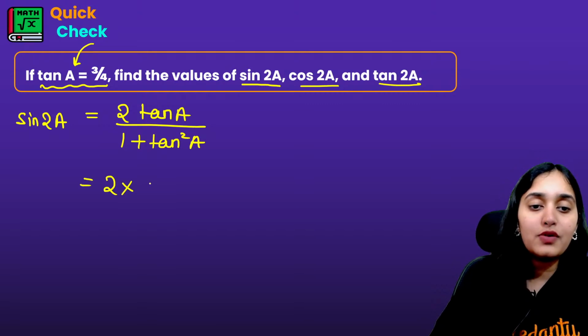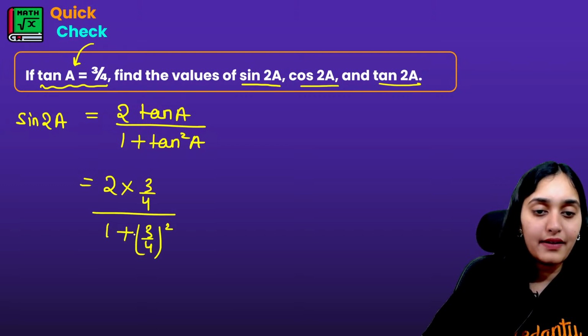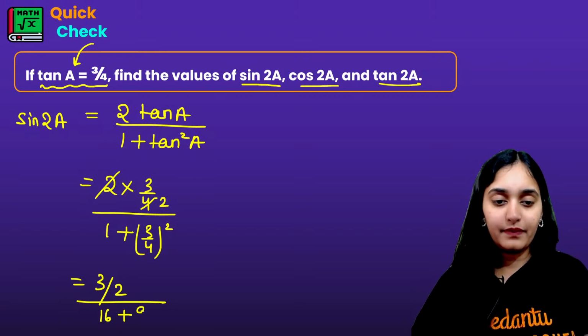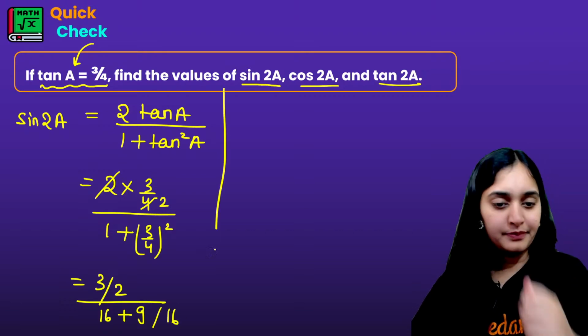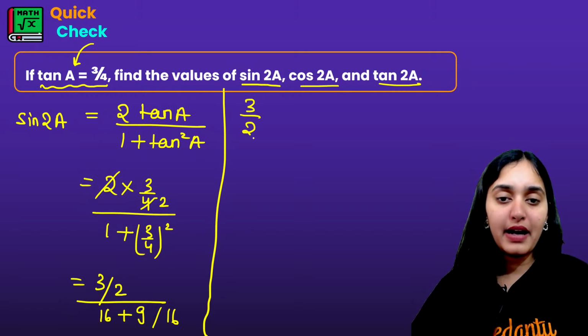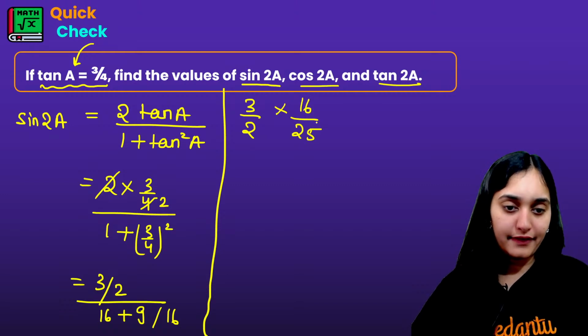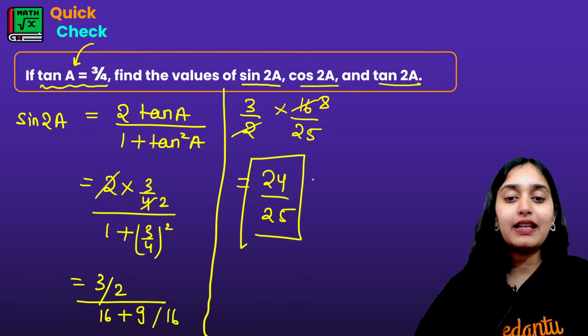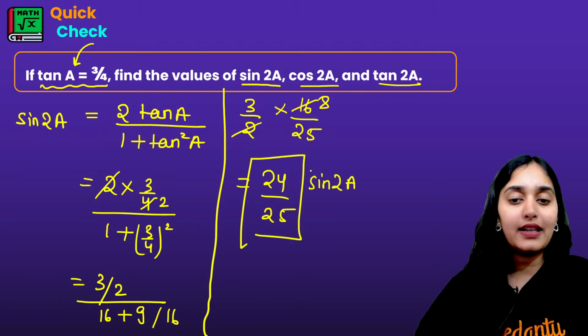So this is 2 times 3 by 4 upon 1 plus 3 by 4 whole square. So 2 4s are... I have 3 by 2 upon 16 plus 9 whole upon 16. So this is basically 3 by 2 into 16 upon 25. So 2 8s are 16, 8 3s are 24. I am getting 24 upon 25. This is the sin 2A value.